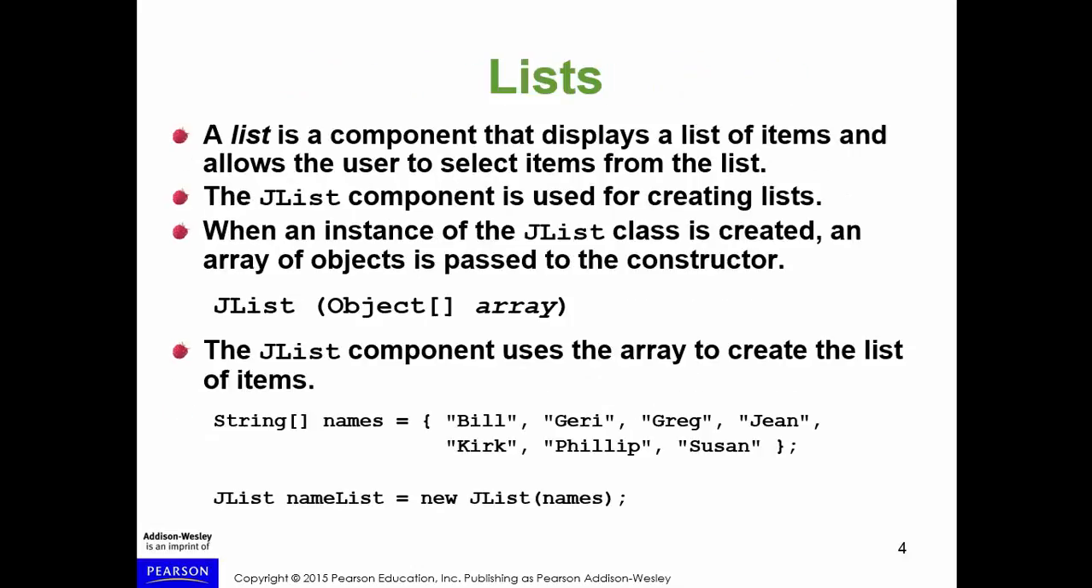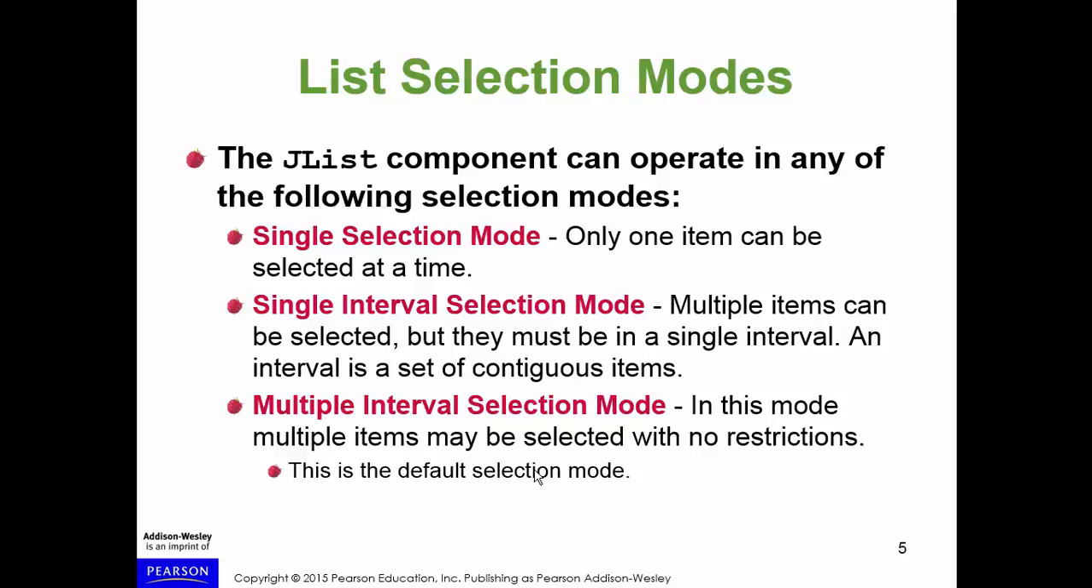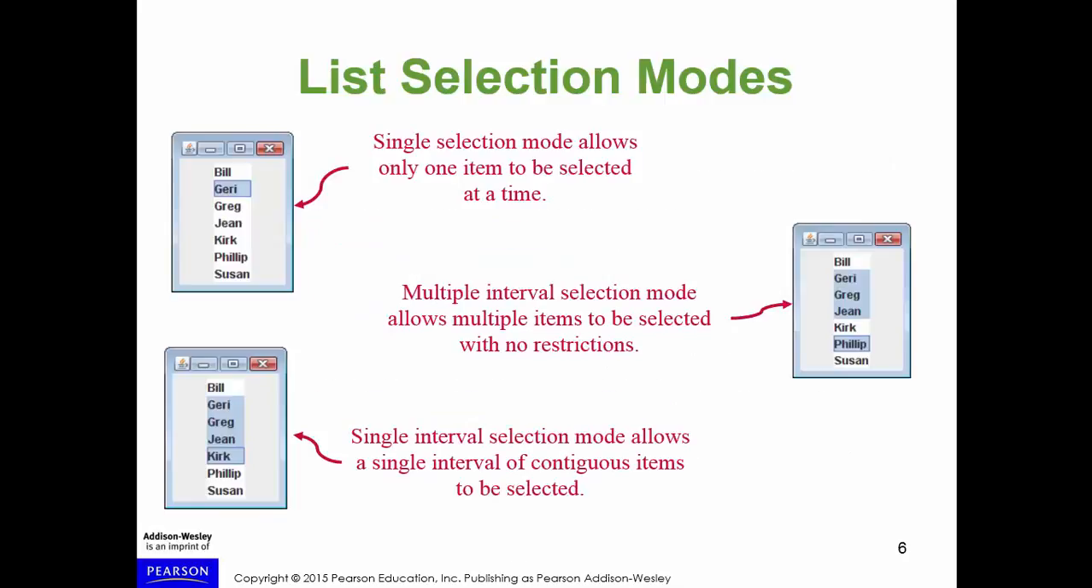All right. Lists, well, a list is a component that displays a list of items. So you set it up as an array, something like this. Then you say JList, give it a name, equals new JList, and you drop your array in there, and that creates the equivalent of a list box, basically. When you set up a JList, you can set it up with single selection mode, which means you can only select one item from the list. You can have single interval selection mode, where you can select multiple items, but they must be contiguous. Or you can have multiple interval selection mode, where you can select non-contiguous items, and that's the default.